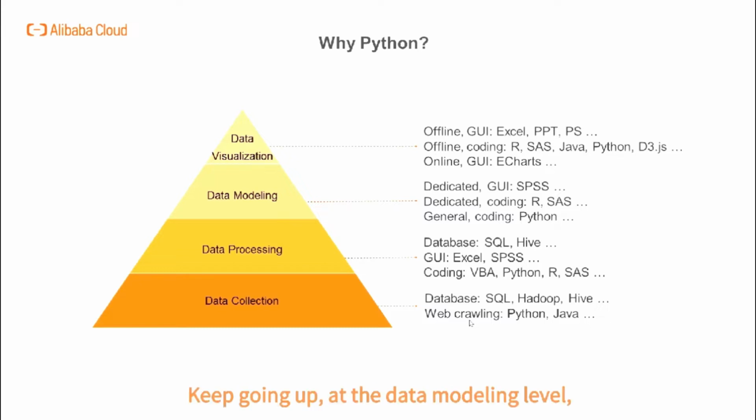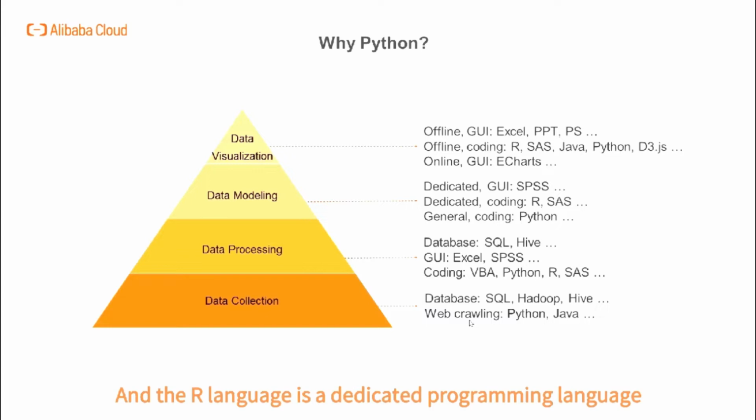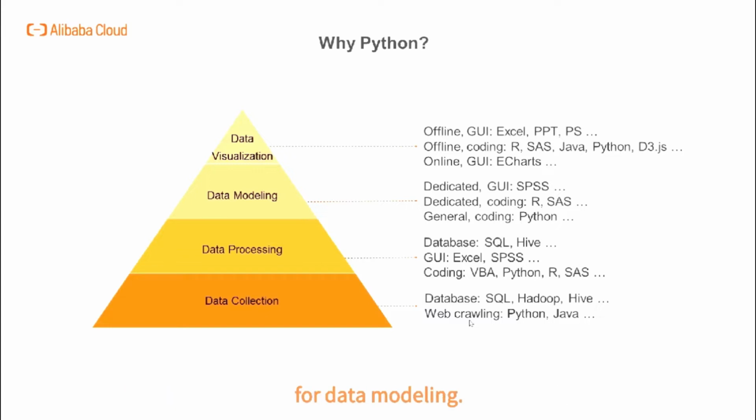Keep going up. At the data modeling level, there are some dedicated tools with GUI to do data modeling, or we can write code to do it. For example, SPSS is a software tool providing graphical interfaces, and the R language is a dedicated programming language for data modeling. But both of them are for the specific domain. They are not generic tools or language. To pick up a generic programming language for data modeling, the choice is Python in most cases.